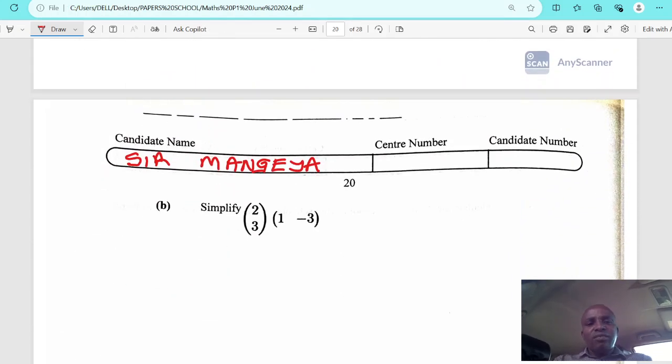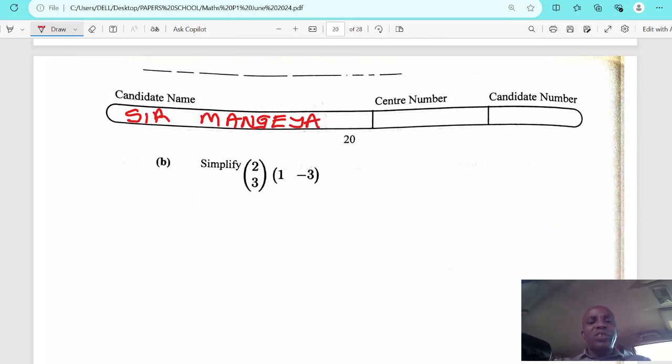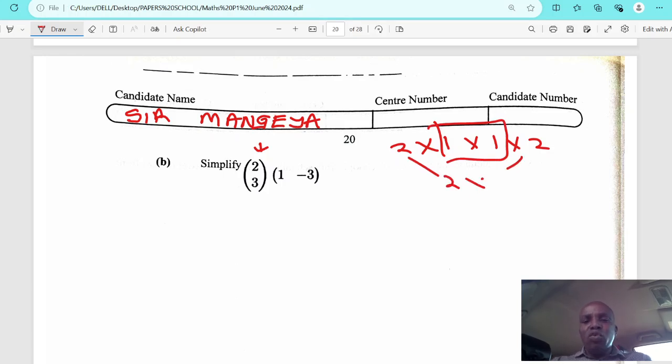Done. Next. Right. These are matrices. On matrices, you check the first matrix. It has 2 rows and 1 column, a 2 by 1 matrix. The second matrix you're multiplying has 1 row and 2 columns. So if we can put this one inside like this, then you get a 2 by 2 matrix. So the matrix that we are supposed to get is a 2 by 2 matrix. Right? You multiply row by column. That's the principle of multiplication of matrices.